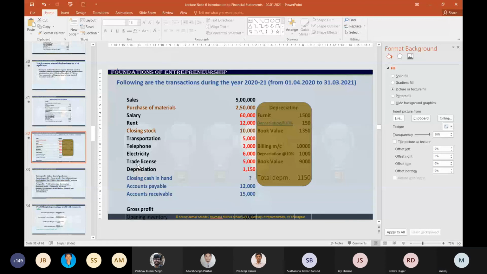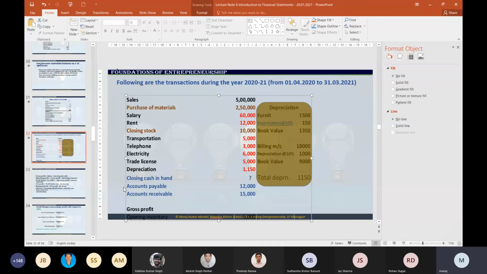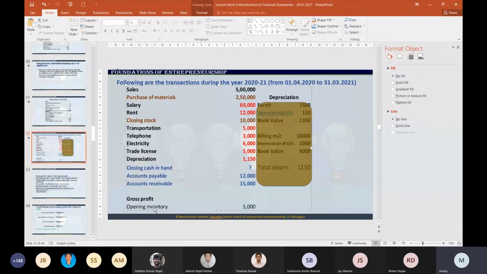Right. Get this. Okay, actually there is something hidden. Yeah, it is at the bottom. Opening inventory was 5,000 rupees. So this 2,50,000 plus this opening inventory makes 2,55,000. So you had 2,55,000 worth of stock available during the year.